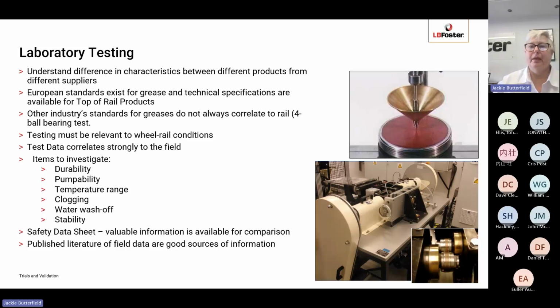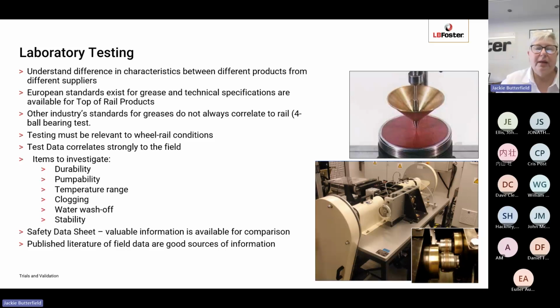Some of the testing that can be done in the laboratory can be product durability or retentivity, pumpability, so how will the product, the consumable, work through the specific equipment. Climate chamber testing can be used to test the operating temperature range through the applicator bars. Standard product tests such as water wash off and stability can be done for both greases and top of rail materials. Safety data sheets are always a valuable source of information when comparing different products. And you may also find field data that's already published in the public domain, which can either assist in making a decision between products or can be used to assist in creating the trial conditions.